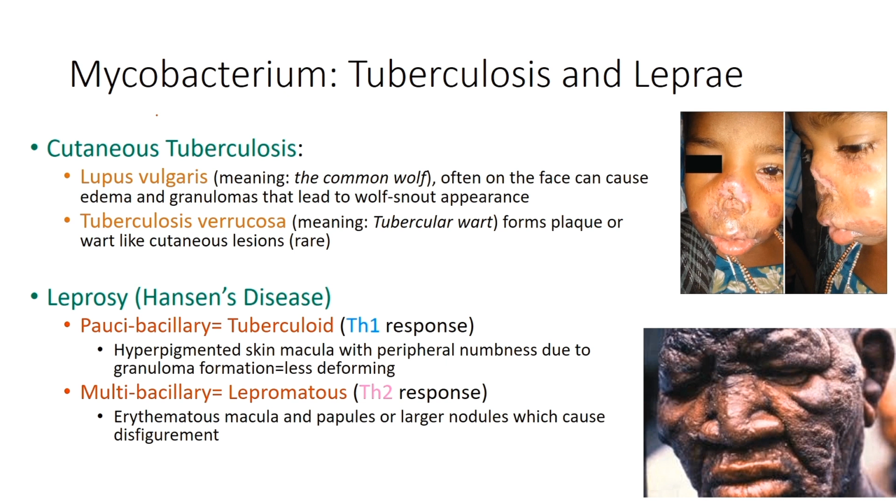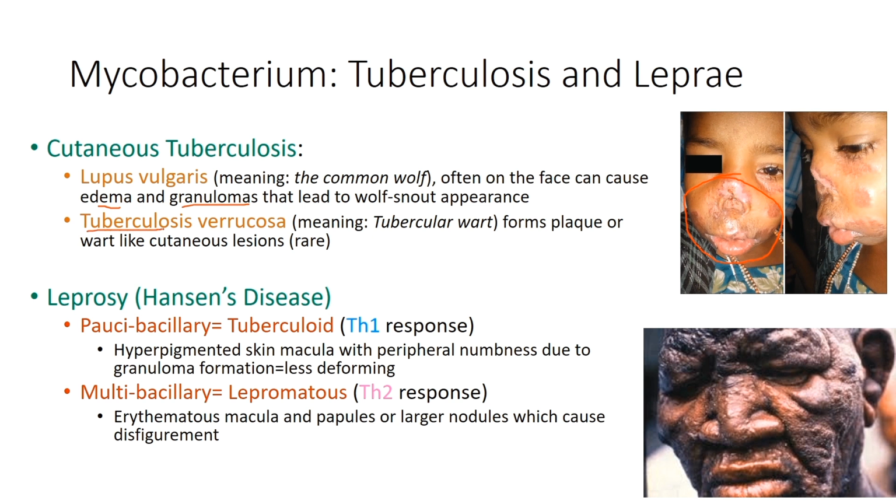These guys can get a little bit annoying and boring. I'm sure you've heard them a lot. But as far as our cutaneous infections, Mycobacterium tuberculosis causes two forms. Lupus vulgaris, which pretty much means the common wolf. They call it this because it gives a wolf-like appearance, pushing out the lower portion of the face. It can cause edema and granulomas, which lead to that snout.